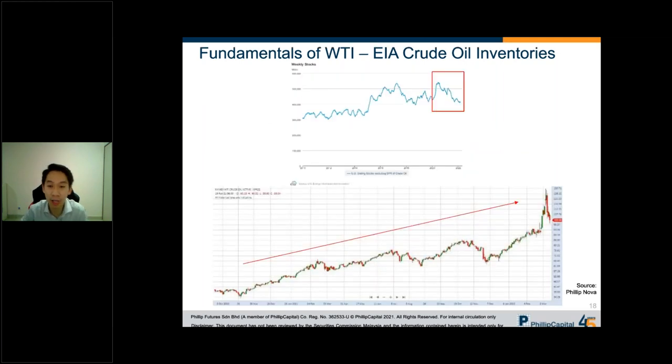Okay, so just to show you how the price has trended based on the things I mentioned, based on the current economic theory, based on the current crude oil inventories. Okay, so on the upper image, I will highlight the box where a clear trend of the crude oil inventory is coming down. Then at the same period, in the price chart, extracted from our trading platform, Phillip Nova, you can see the price trending up. Of course, from time to time you will see waves up and down, but overall the price is trending upward. Okay. So this is how you can use this EIA crude oil inventories to give you a general idea of where the bigger trend is moving to.